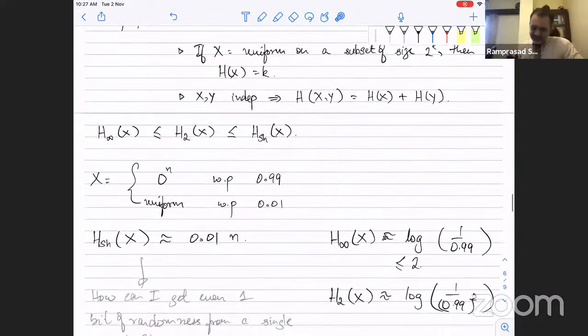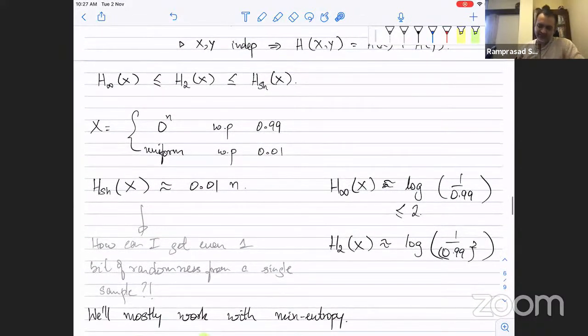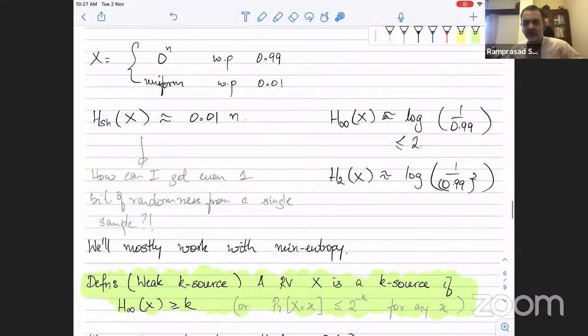At least it tells you that Shannon entropy does not seem to be the most natural thing in this context, even though it's absolutely essential where you're dealing with something happening many times, and you're looking at an average and asymptotic behavior. But here you have one sample, and you have to make do with one sample. So it turns out min entropy seems to be the better notion to work with, and that's what we'll work with. We will refer to them as k sources or weak k sources, to indicate that we are dealing with a distribution where the min entropy is at least k.